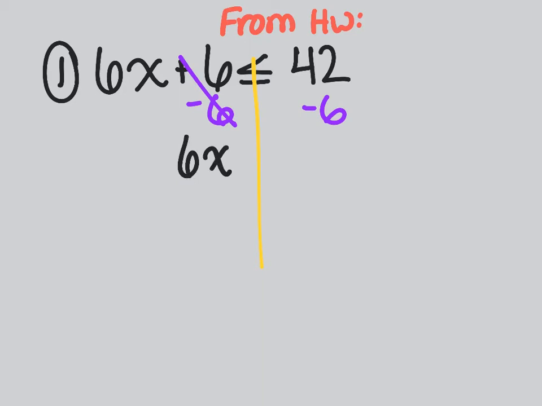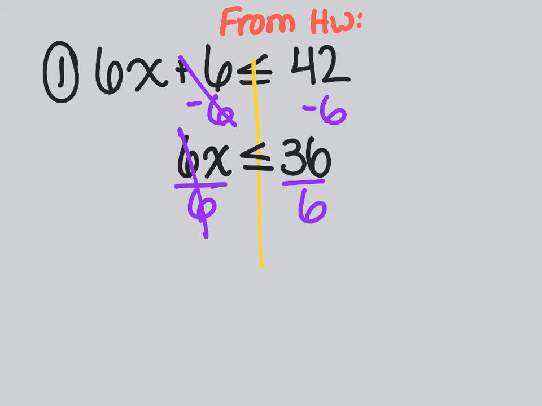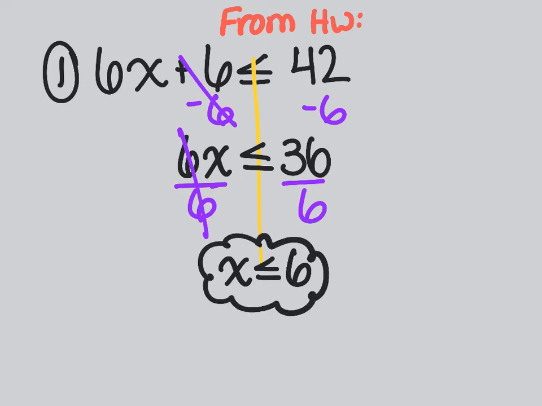And I'm left with 6 times x is less than or equal to 36. Then to get x by itself, we need to divide by 6. If I do it to the left, I'm going to do it to the right. And what I'm left with is x is less than or equal to 6. So there's the solution to my inequality.